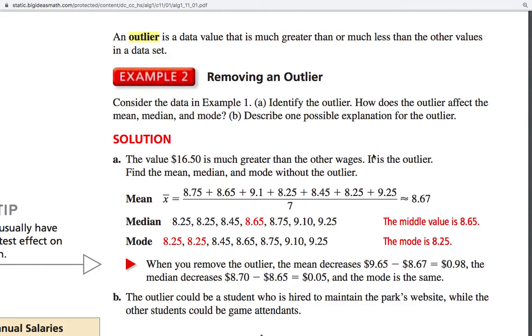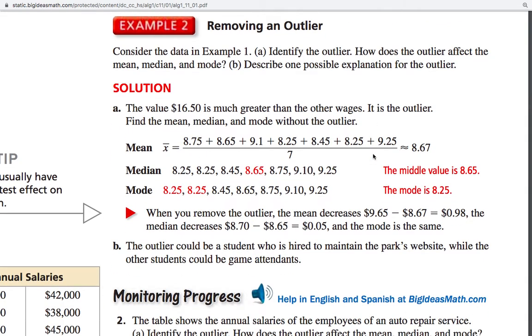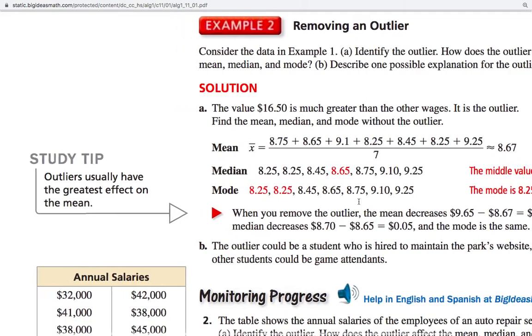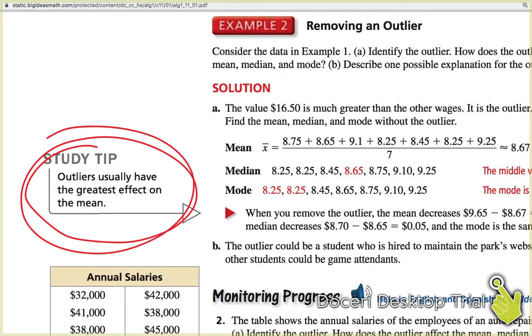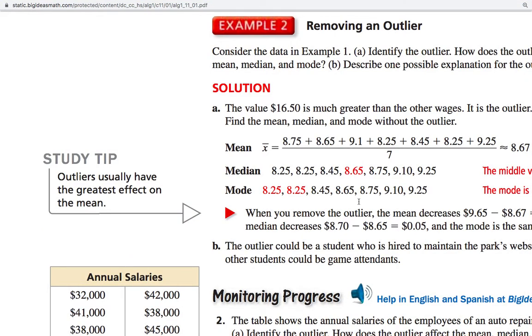So if we take that outlier out, our mean is now 8.67, which is a whole lot better than the 9 point whatever it was before. The median is pretty much the same. The mode is the same. So when we look at this, the study tip over here is important. Outliers have the greatest effect on the mean. So if you have an outlier and they ask what's the best representation, choose the median. If there is no outlier, choose the mean. No outlier is mean. If there is an outlier, the median is the better representation. That's going to help you answer some questions there.